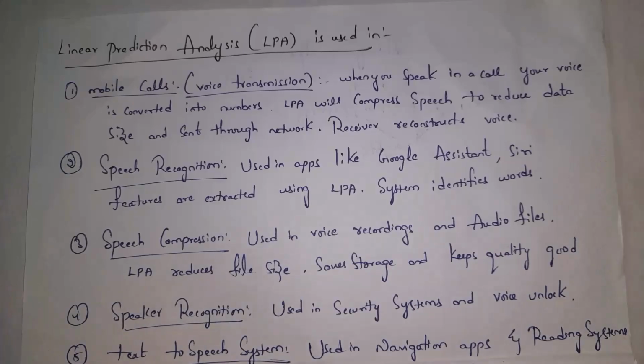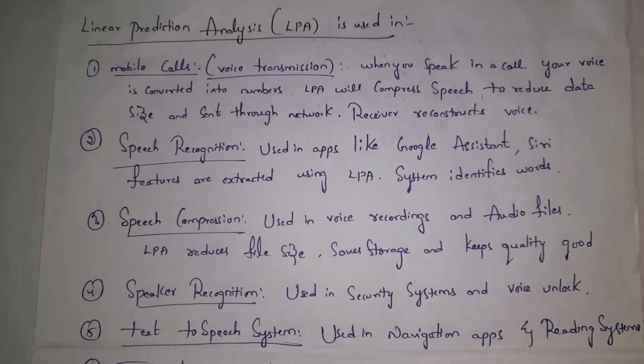And the second one is speech recognition. Guys, for example, if you consider apps like Siri and Alexa, they can recognize our voice. For example, let's say I tell Siri, "Call mom." So automatically Siri will call mom. That is nothing but Siri will understand our language by using linear prediction analysis, because linear prediction analysis has the capability to extract features from our speech.